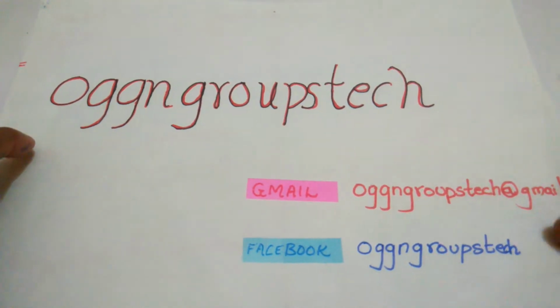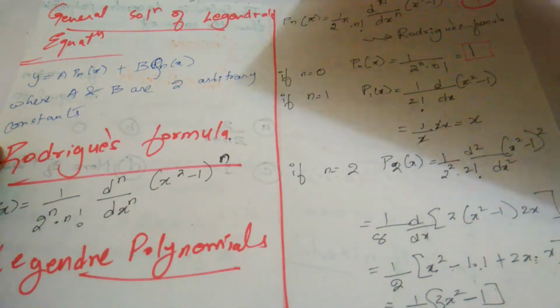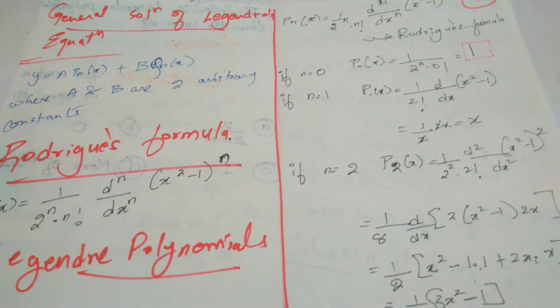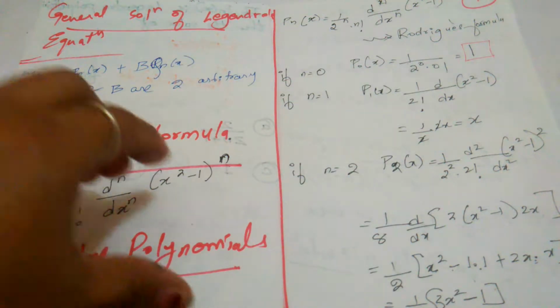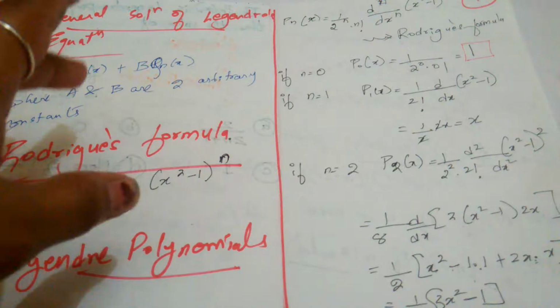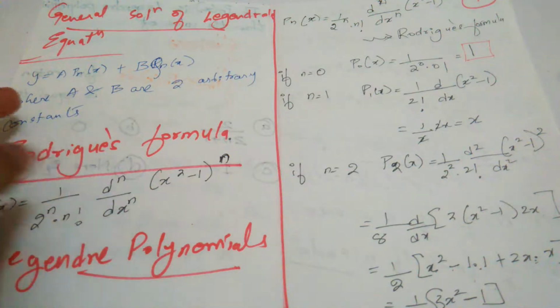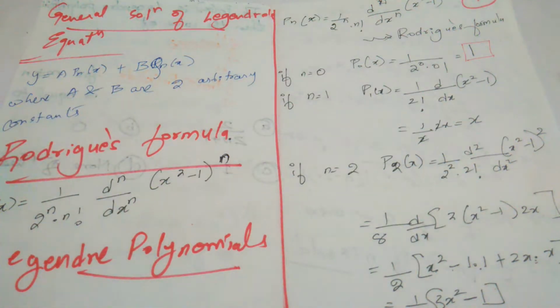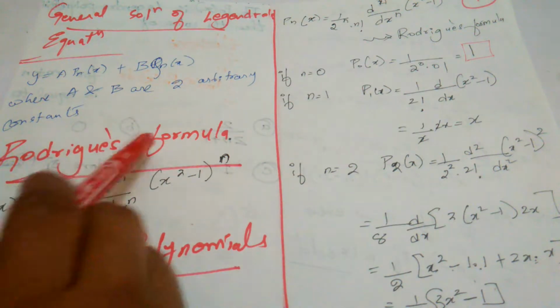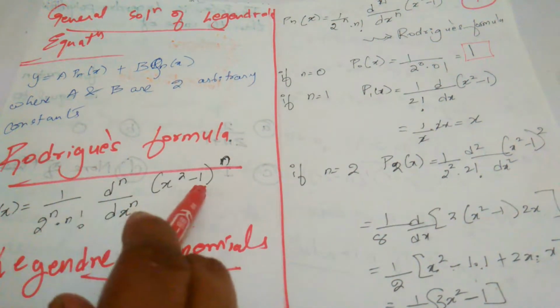Today we are going to start a new topic called generating function of Legendre's polynomial. Before that, let's take a recap of what we did in the previous lectures. We have determined the general solution of Legendre's equation. This is the general solution of the Legendre equation. Then this is the Rodrigues formula, which has been denoted like this.